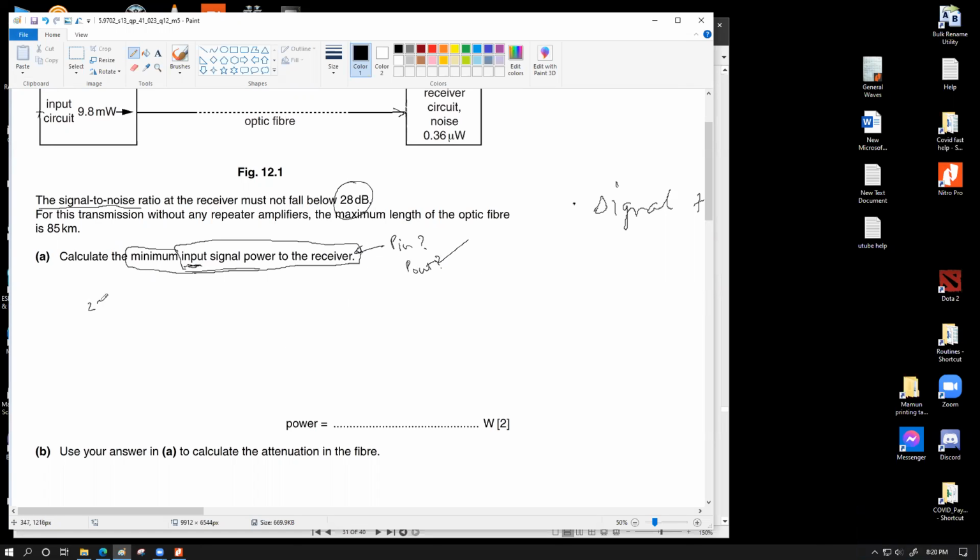So this would be 28 equals 10 log P out divided by P noise. So if I now do this, this is 2.8 equals log P out that I want to calculate, and on the denominator side this is 0.36 microwatt. The final answer has to be in watts, so I can write the microwatt as 0.36 into 10 to the power minus 6. Solve this out to get the value of P out.